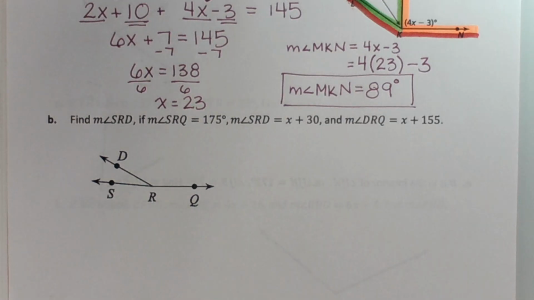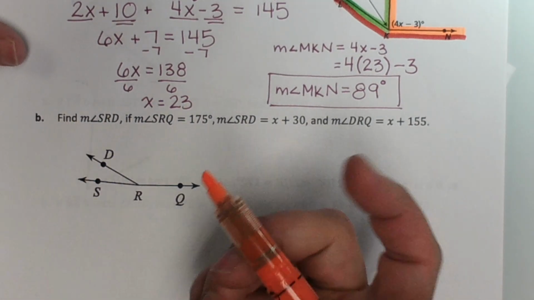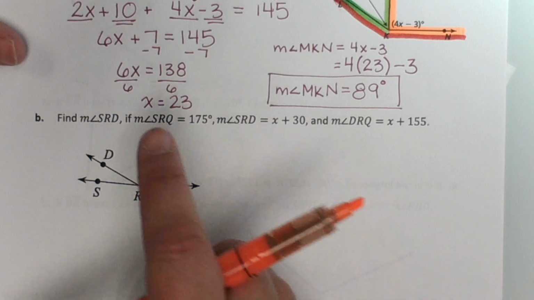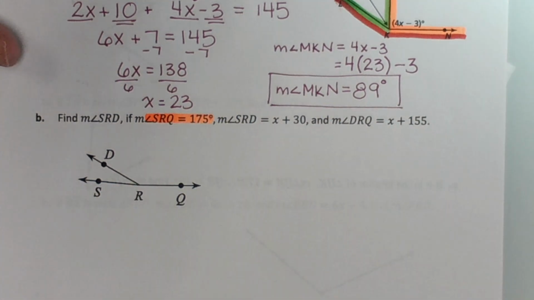Sometimes you're going to have problems like that where they draw the picture with the expressions right on it. Honestly, more often than not, they're just going to list it out in words. Here's where my highlighters become hugely helpful. I want to find the measure of angle SRD if SRQ is 175.